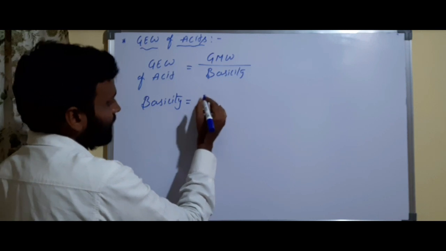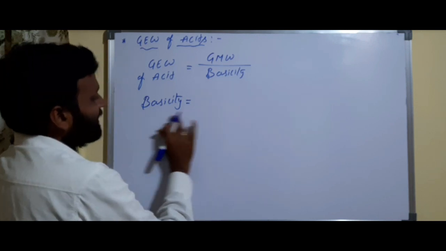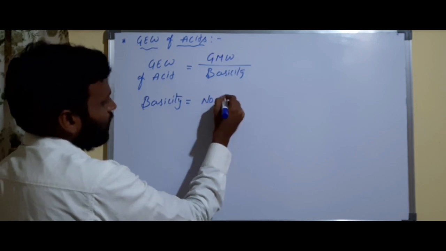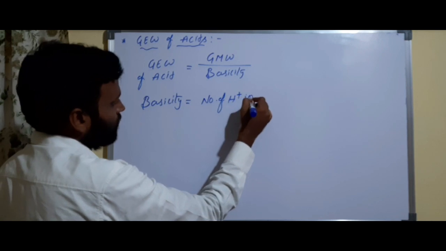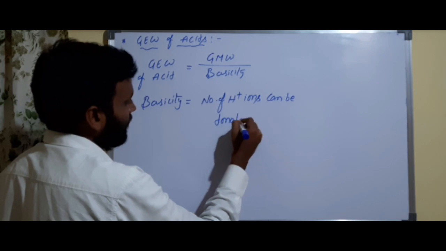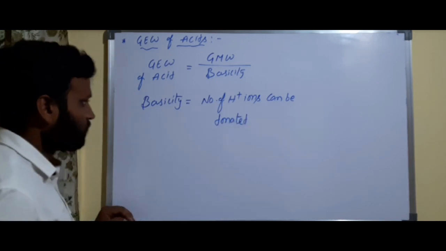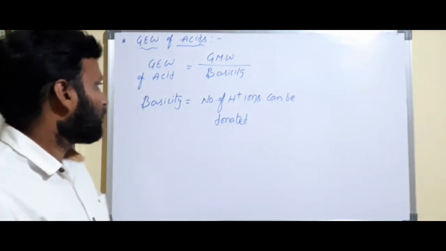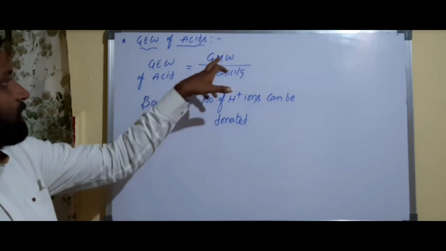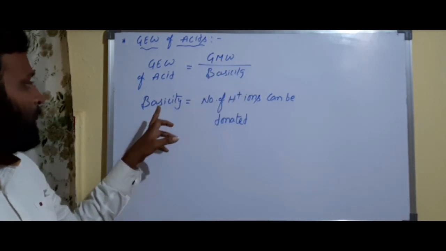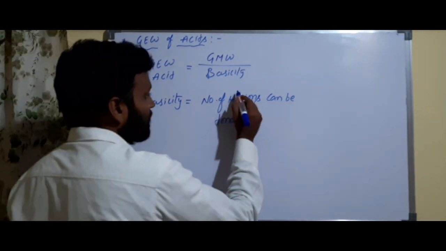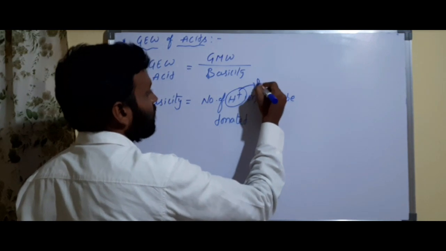Like that. So here, what is the basicity? Do you know? Basicity means the number of H plus ions that can be donated. That is called basicity. Getting what I am saying? Gram equivalent weight of acid is equal to gram molecular weight by basicity. Basicity is the number of H plus ions. H plus ions means, do you know? Protons.